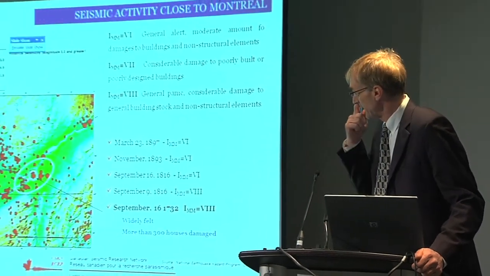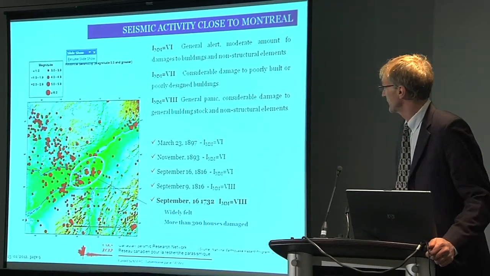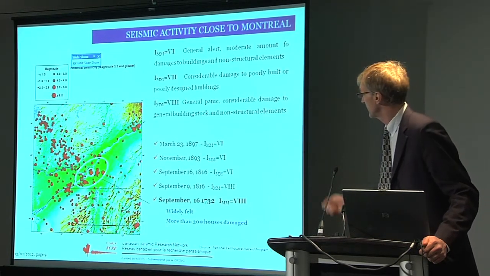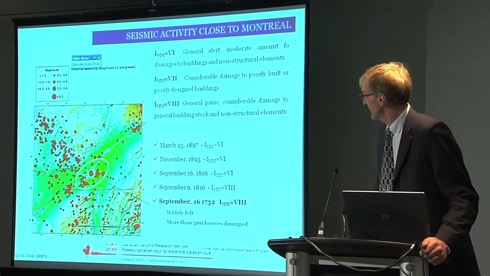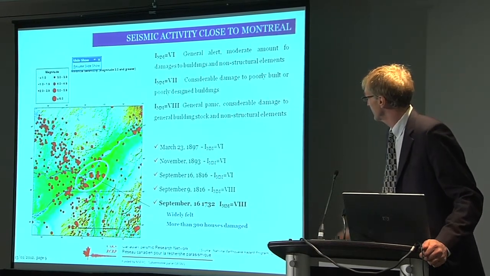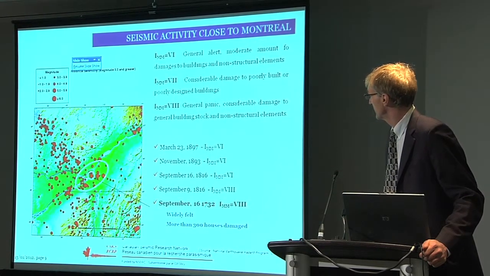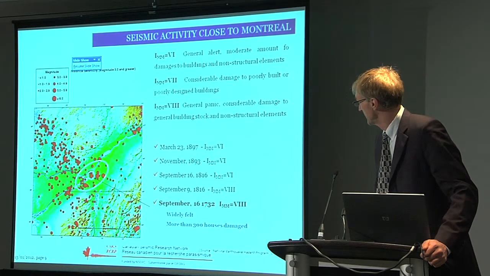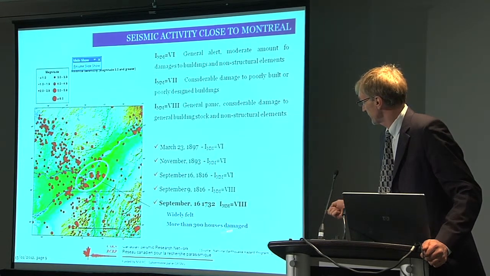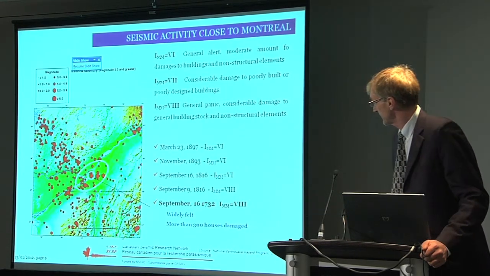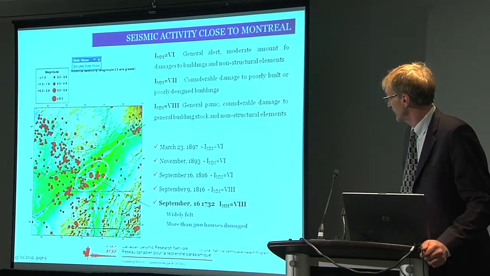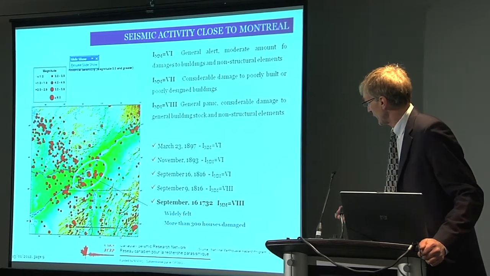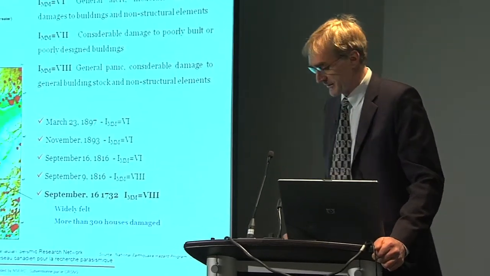If we remember the intensity scale, this is a qualitative scale. And if we go to the major one here, which is the level 8 intensity, this is associated with an event where there will be general panic in the population. There will be considerable damage to the general building stock, and most of the non-structural elements are going to get damaged. If we look at the historical records, what we find from that event is that the earthquake was widely felt over the region. In 1732, Montreal was a small city, and there were more than 300 houses that were damaged during the earthquake.